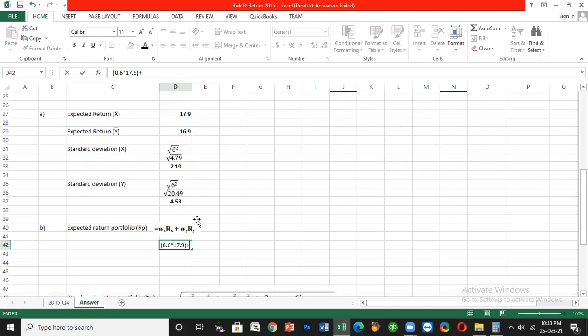Then plus. Then again open the bracket. Weight of Y is 0.4, then multiply by return of Y, 16.9. Then close the bracket. So this value total is 17.5, which is the expected return of the portfolio.